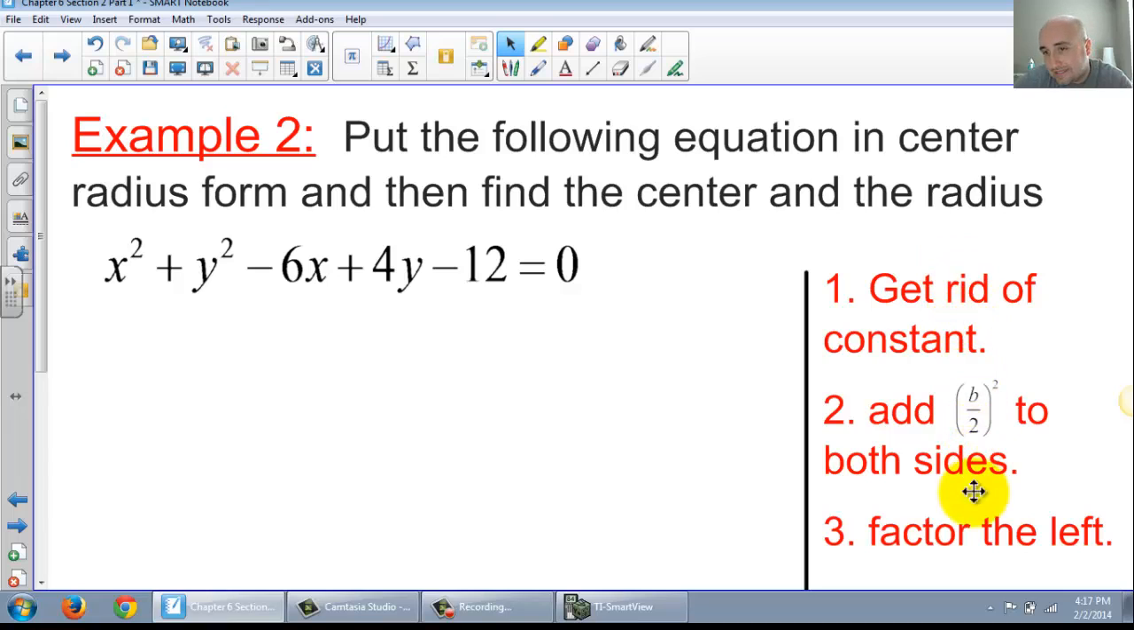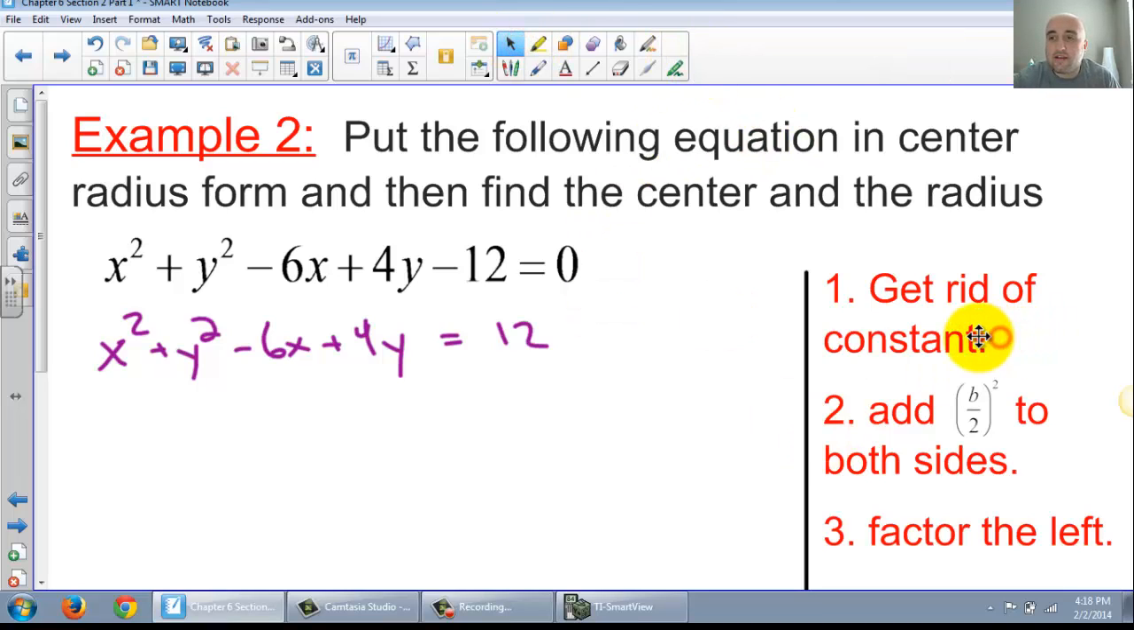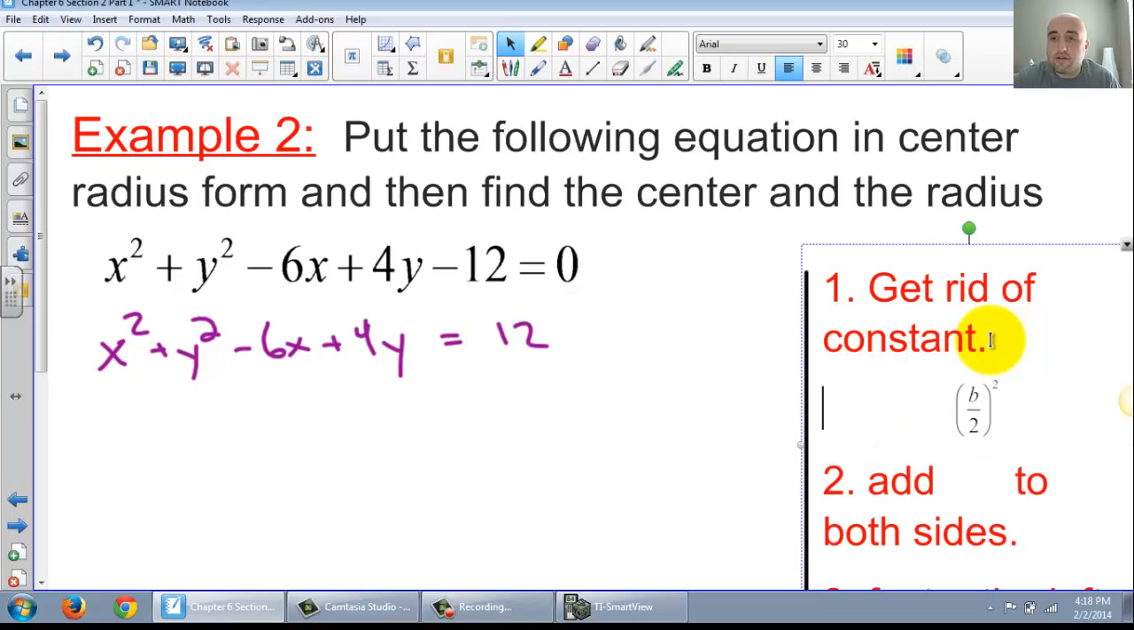Okay, so what I've done here is listed the steps on the side. There are 3 steps. Okay, so step 1 says to get rid of the constant. So I need to take negative 12 off of the left and put it on the right. So I'm going to add it to both sides. So I'm going to equal it to 12 because I'm going to add 12 to both sides. Okay. Now I actually should probably add a step in here. Let me add one. I'll call this 1A.